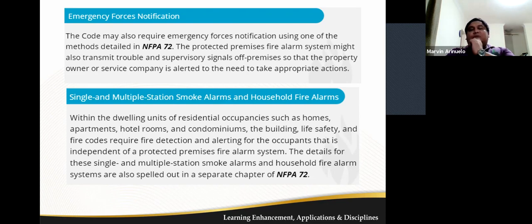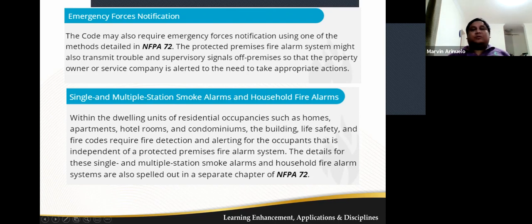And for the single and multiple station smoke alarm and household fire alarm within a dwelling or residential unit such as a home, apartment, hotel, or condominium, the building and life safety code require fire detection and alert for the occupants that is independent of a protected premises. And the details for these requirements are also mentioned in a separate chapter of NFPA 72.